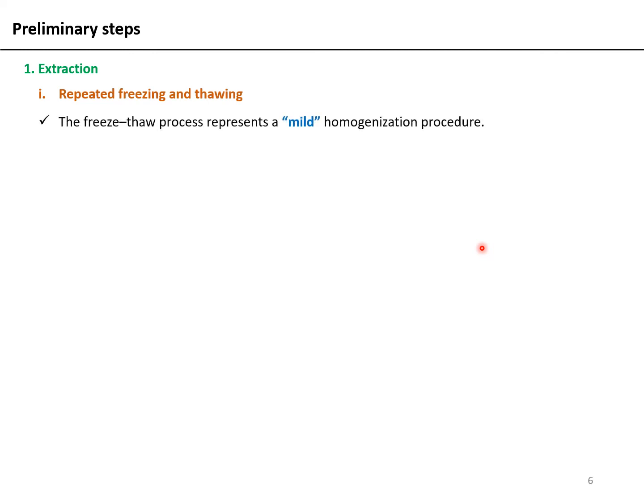So now taking a look at each of these processes, to begin with, repeated freezing and thawing. Now repeated freezing and thawing is one of the simplest yet effective processes of cell lysis. The freeze-thaw process represents a very mild homogenization procedure. Why is it mild? Because you're not really subjecting your cells to any physical pressure or force, and you're not adding any enzymes or detergents. It is commonly used to lyse bacterial and mammalian cells.